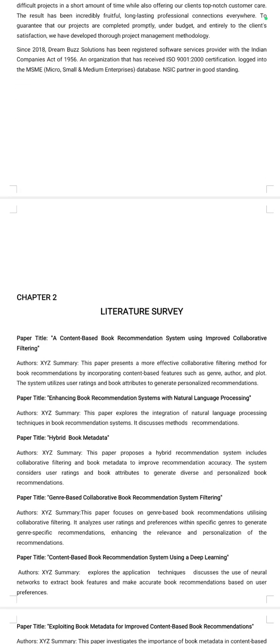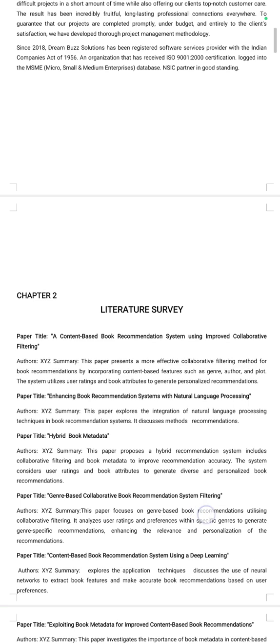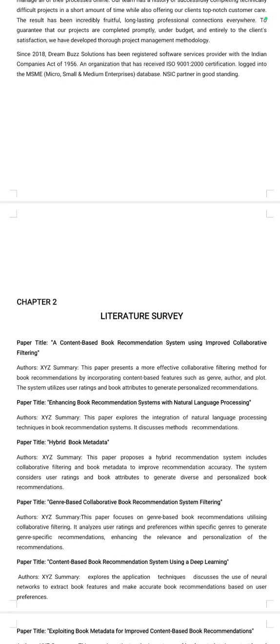Next is chapter 2, literature survey. In the literature survey, paper title: Content-based book recommendation system using improved collaborative filtering. This paper presents a more effective collaborative filtering method for book recommendations by incorporating content-based features such as genre, author, and publisher. The system utilizes user ratings and book attributes to generate personalized recommendations.